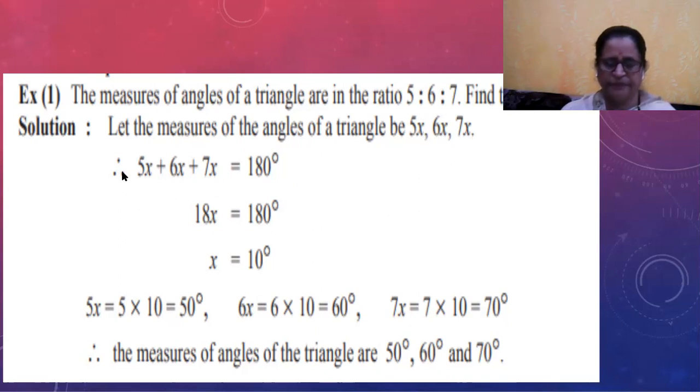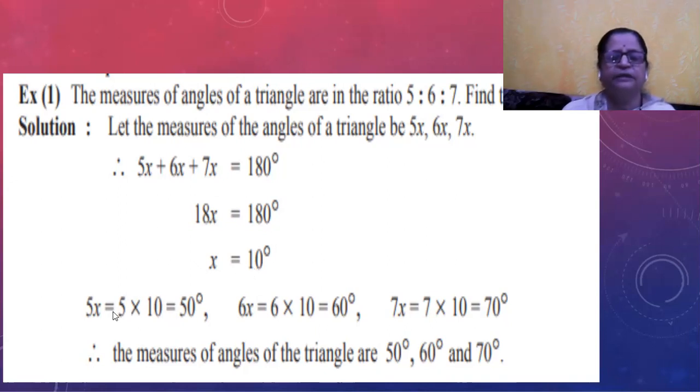Here we use what we studied before: the sum of the three angles of a triangle is equal to 180 degrees. Therefore, 5x plus 6x plus 7x is equal to 180 degrees. Adding these three, we get 18x. Therefore, 18x is equal to 180. Then we divide by 18. 18 ones are 18 and 18 zeros are 0. So x is equal to 10.